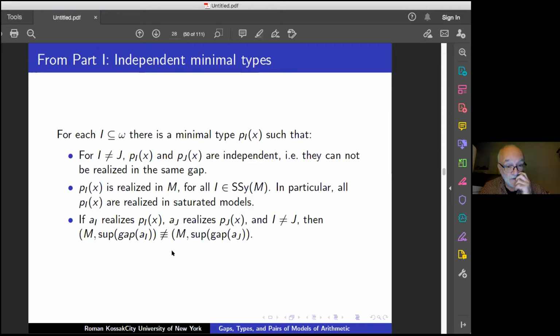And with some work, one can show that whenever you take elements realizing different minimal types, Pi and Pj, then these structures are not elementarily equivalent. So in particular, we have examples of continuum many theories of these pairs. Okay, so, but this is very specialized. This is very specialized to this particular situation, to those very specific cuts. It already gives you a great variety of theories, but we understand exactly what those theories are, where the difference comes from.